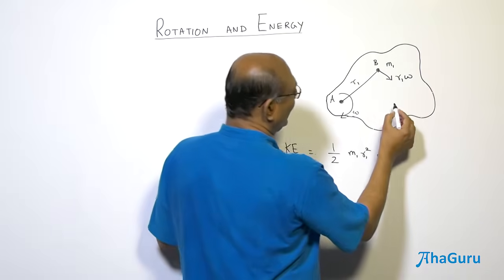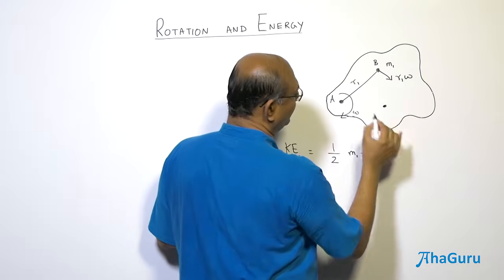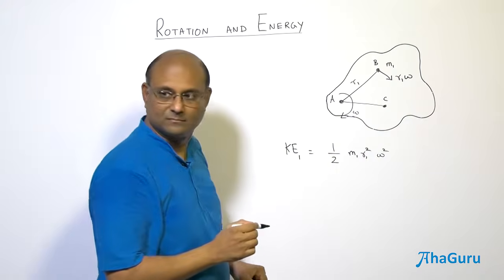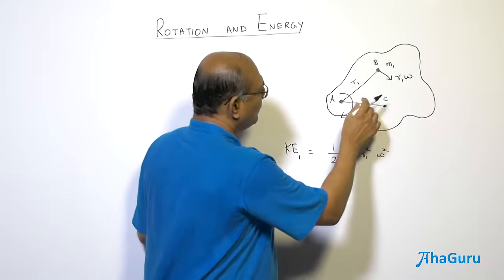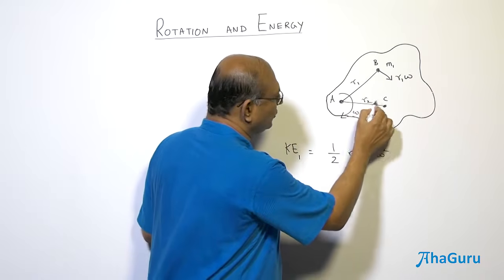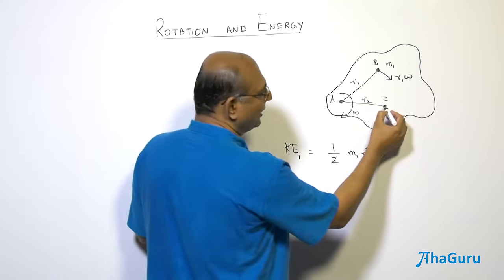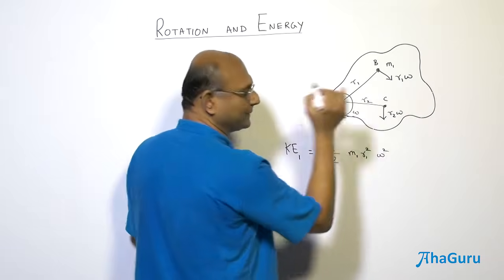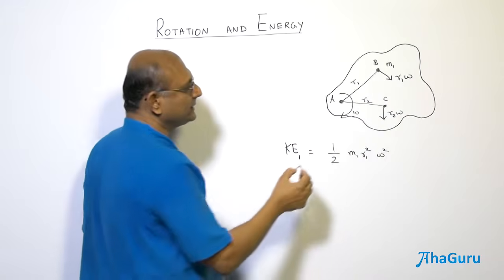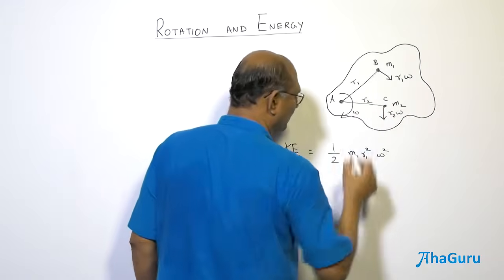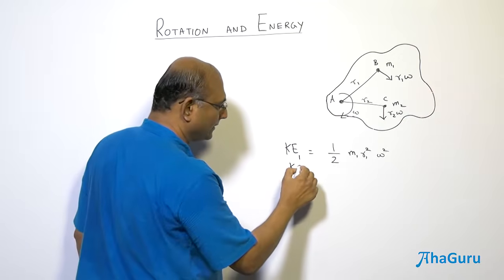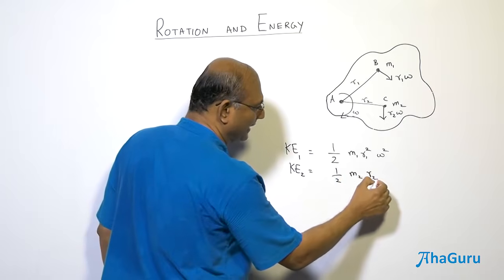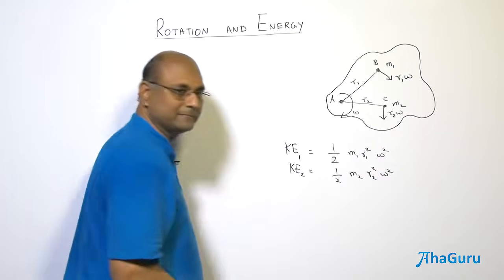Now if I took another particle, let us take a particle here, let's call that particle C, and if I join it, let me call this R2. What will be its velocity in this direction? It is going to be R2 omega, that is the magnitude. And let us say that its mass was m2. So what is its kinetic energy? Kinetic energy of the second object is half m2 r2 square omega square.